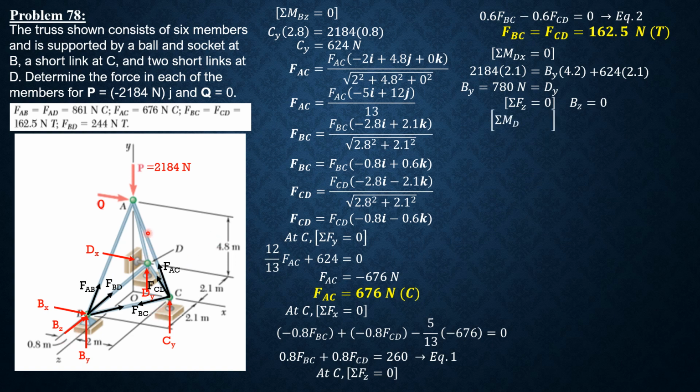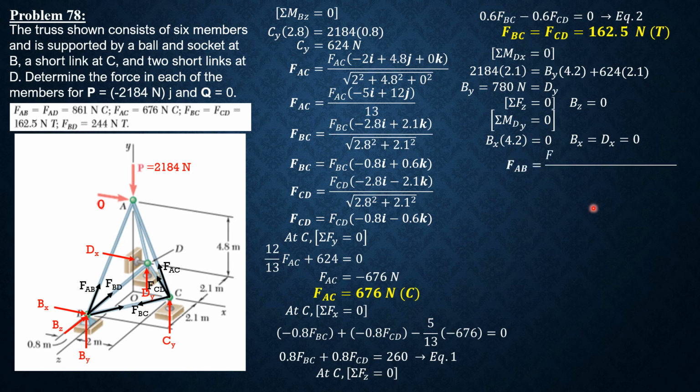Then summation of moment about Dy equals 0. Using the right thumb rule, this is the positive sense. Bx times 4.2. Bz passes through Dy, so it's not involved, and all other forces are vertical, parallel to the y-axis. Therefore, Bx times 4.2 equals 0, so Bx is 0. If Bx is 0, then summing forces along x, Dx will also be 0. So that's why Bx equals Dx equals 0.